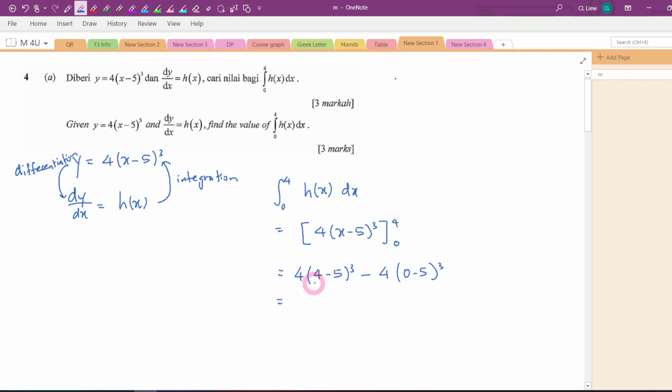Okay, so just press your calculator. Here you will get negative 4. So this is negative 4 times (negative 5) raised to the power of 3. 0 minus 5 is negative 5. Negative 5 raised to the power of 3 is negative 125. Okay, just press the calculator. Negative 4 minus 4 times negative 125. You will get 496.